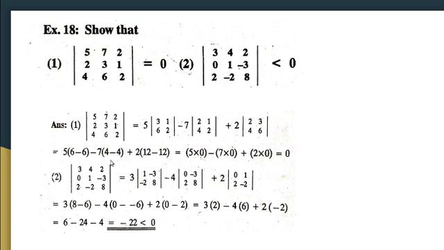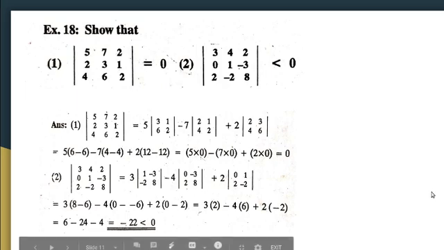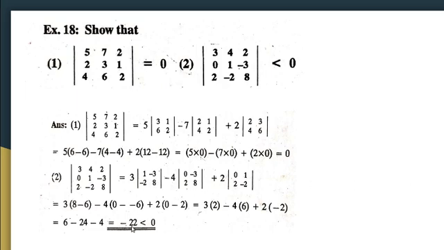So finally we will get a value of 0 as the determinant value of this determinant. Then in the case of the second determinant, by finding the values, it was proved that it has a value of -22, so it is less than 0. In the same way, we found that the value of this determinant is minus 22, so it is less than 0.